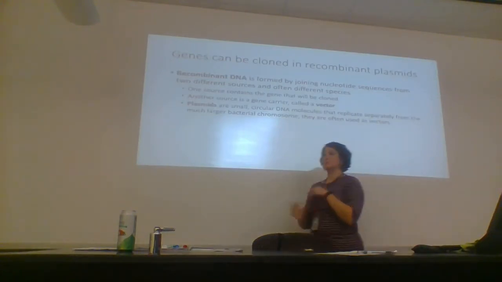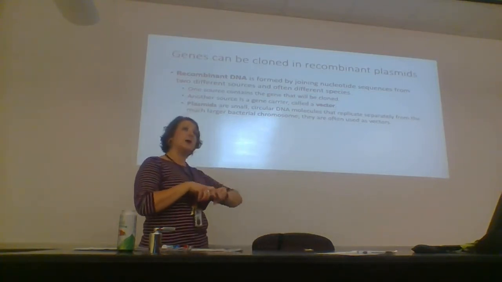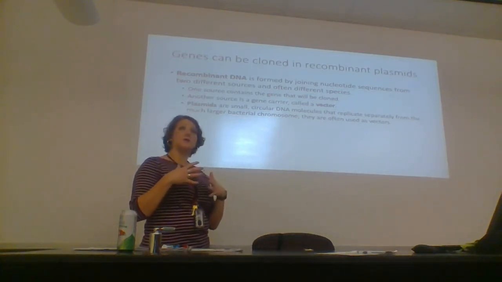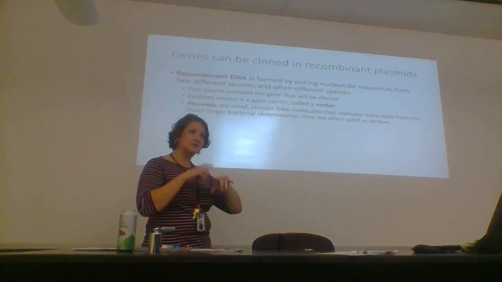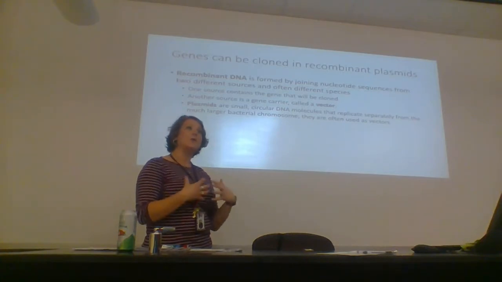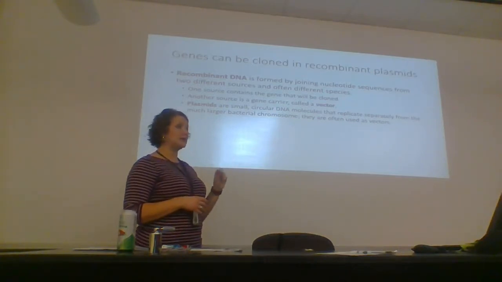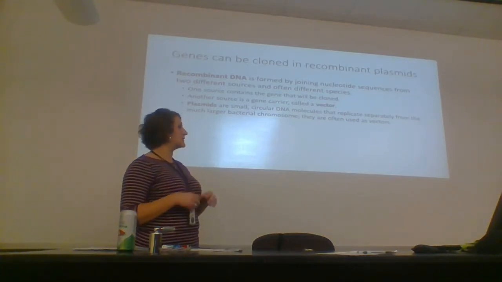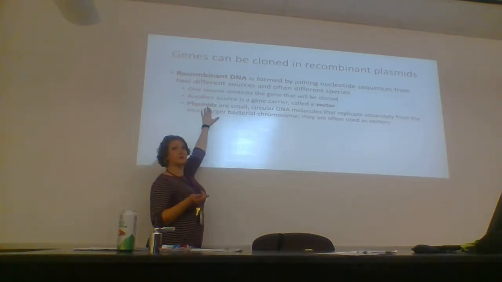We can actually make our own recombinant DNA. We talked about crossing over in meiosis as a way of getting recombinant DNA, by switching some things around. But we as scientists can also switch around the DNA. We can make recombinant DNA by joining nucleotide sequences from two different sources, which are usually different species. This is what's going to lead us into the GMO stuff.